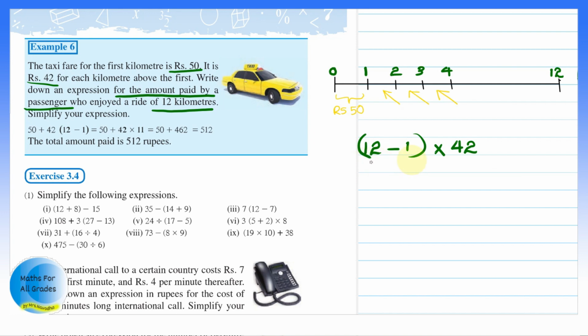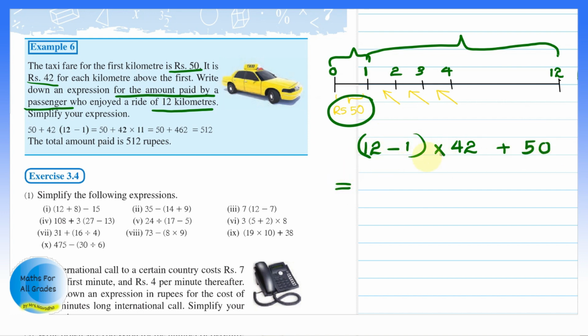So this expression has given you the amount you paid to ride this far. What about this first kilometer? They charged 50 rupees. So you have to add that 50. Okay, now this is the expression.